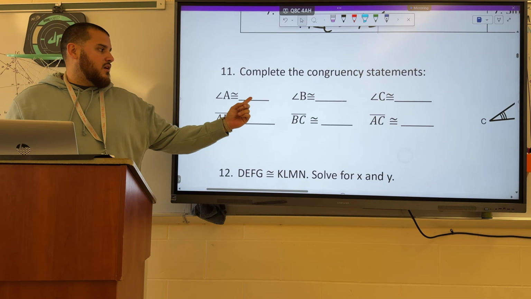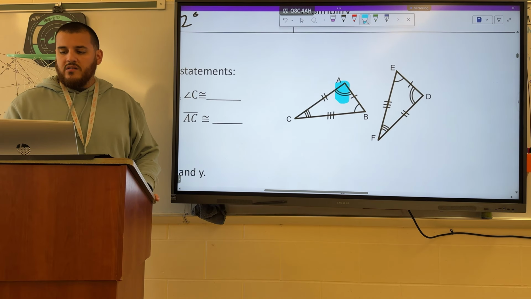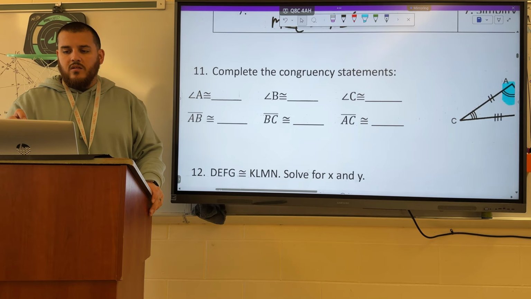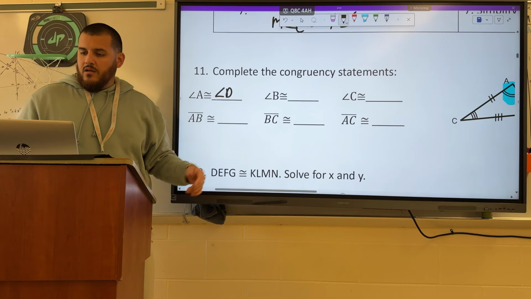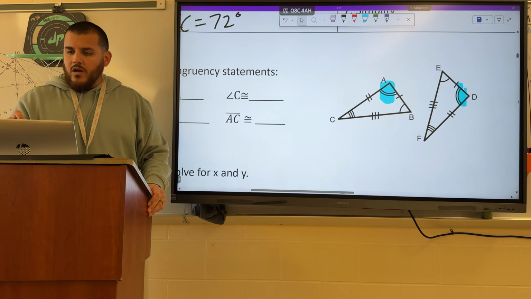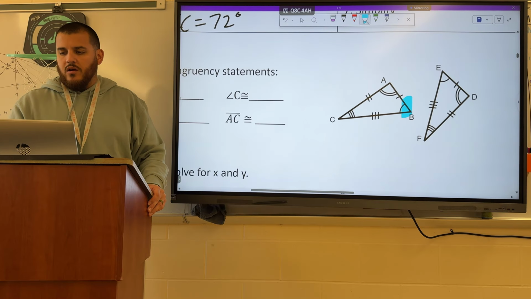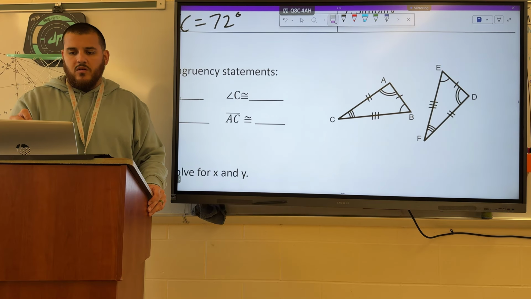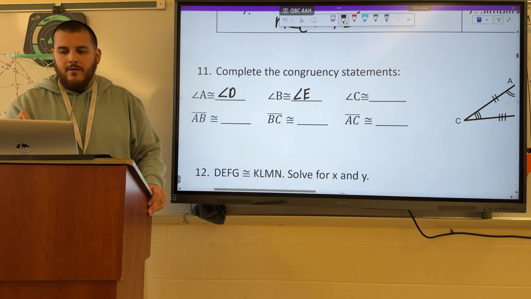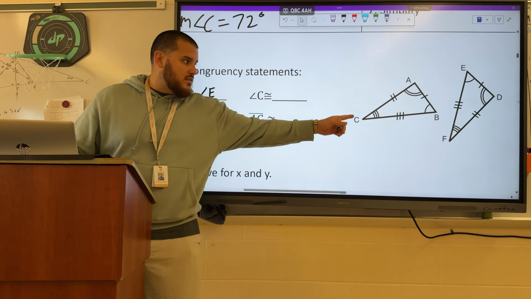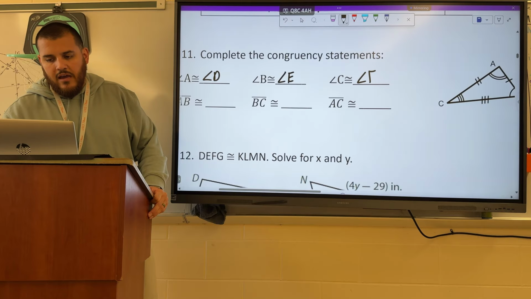So angle A is congruent to the angle with the same amount of arcs as angle A. Angle A has 2 arcs, angle D has 2 arcs, so angle A must be congruent to angle D, right? Angle B has 1 arc, right? So that angle must be congruent to the angle that has 1 arc, which would be angle E. Those are corresponding and congruent parts. So angle B has to be congruent to angle E. Angle C has 3 arcs. That's got to be congruent to angle F with 3 arcs. So angle C is congruent to angle F.